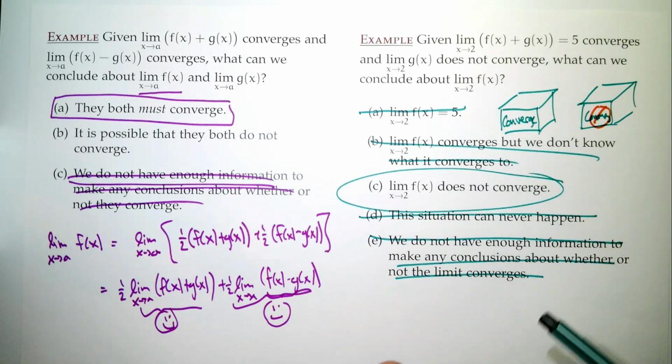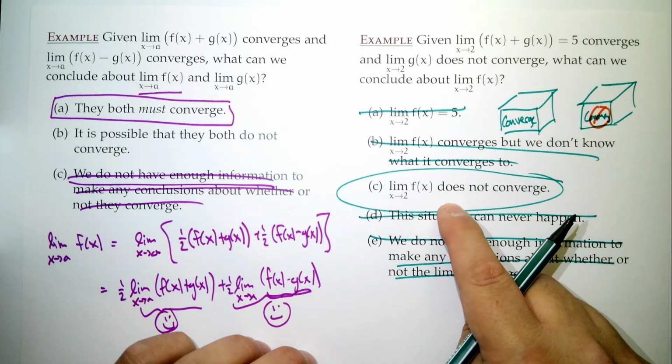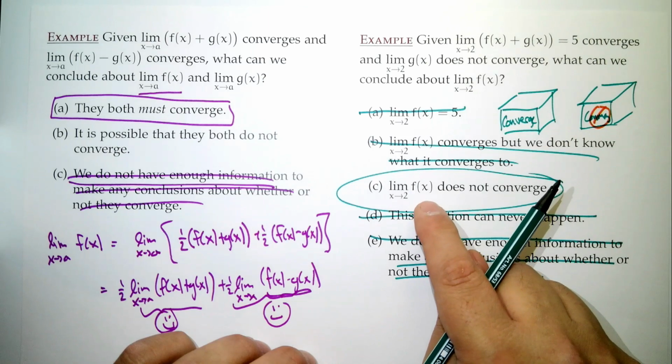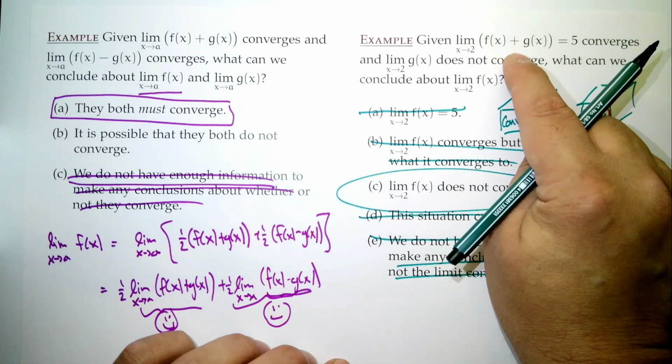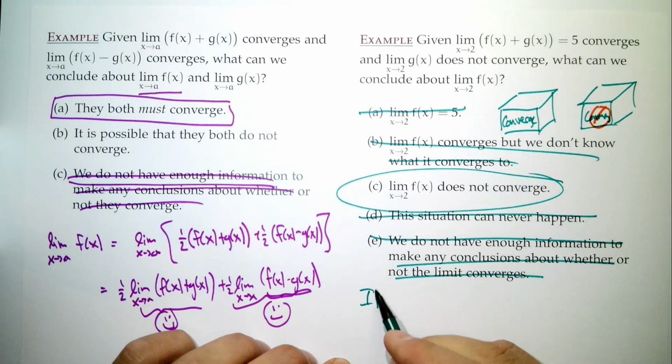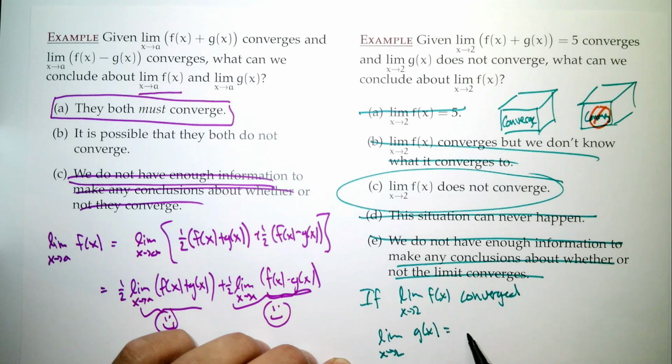I want to argue that it goes into this box here. But here's how I can do it. Let's suppose for a second we tried to put it into our first box. So suppose the limit did converge. Now, if I knew that the limit converged, regardless of what it converged to, I can combine it with the fact that that limit converges. So if the limit as x goes to 2 of f of x converged, then we could say, well, the limit as x goes to 2 of g of x, so we're going to do our same trick as before.